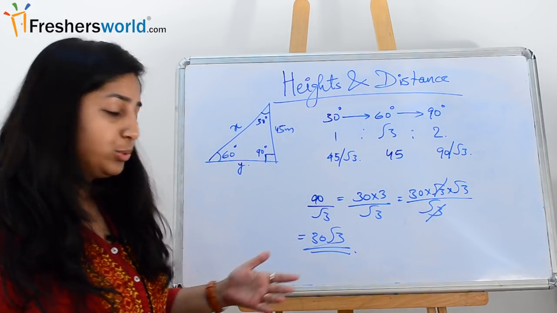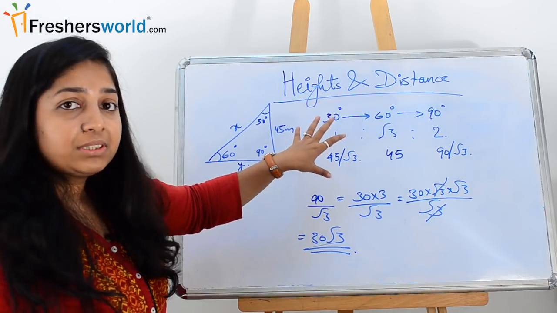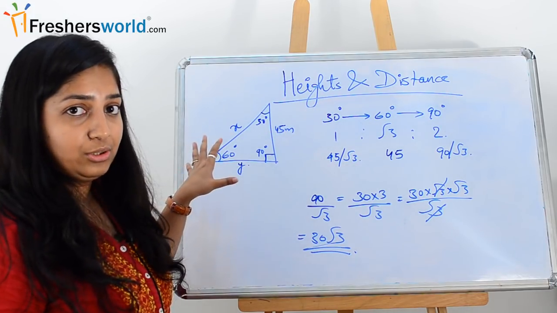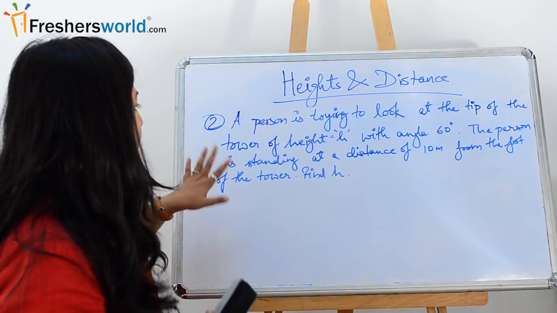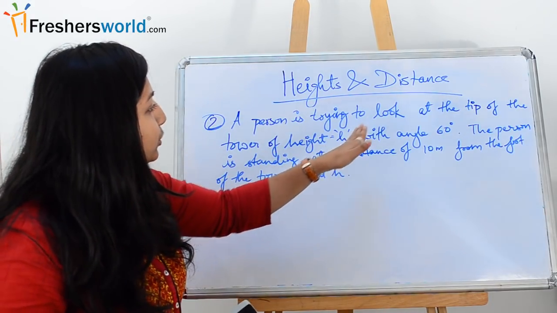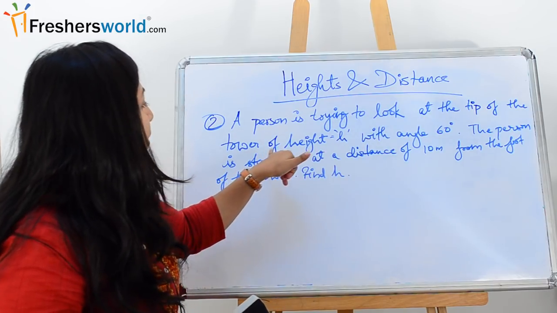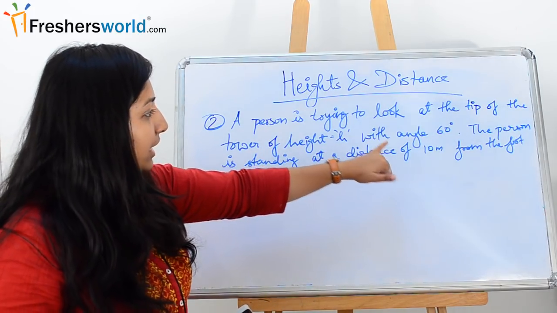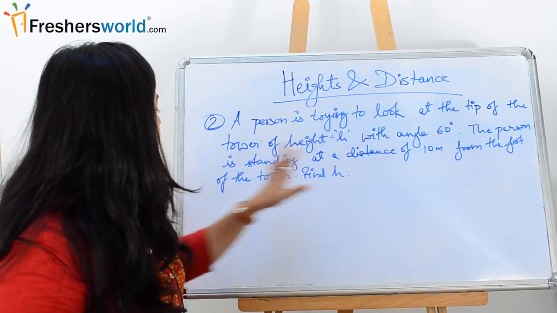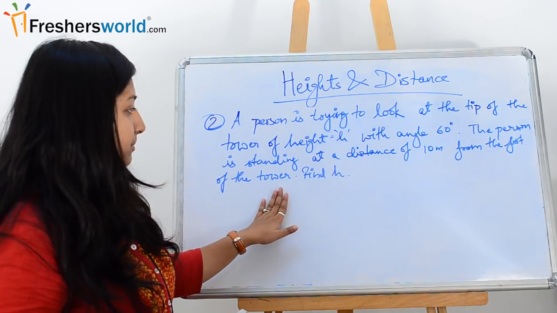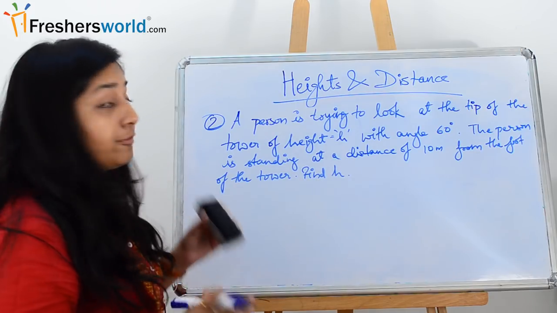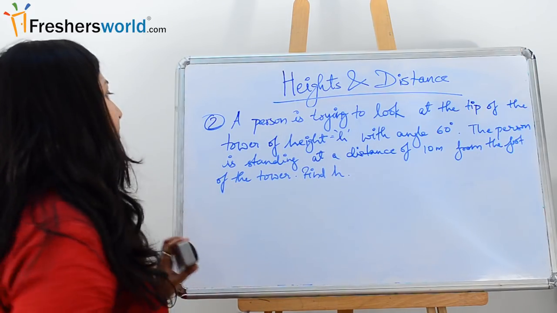Let's try a new question and try to implement this ratio in that new question also and try to find the answer. Now moving on to our next question. The question is, a person is trying to look at the tip of a tower of height h with an angle 60 degree. The person is standing at a distance of 10 meter from the foot of the tower. Find h. So first of all, let's draw the diagram.